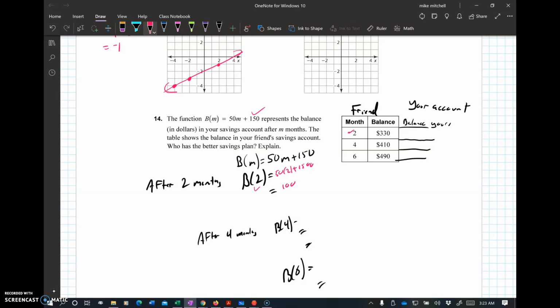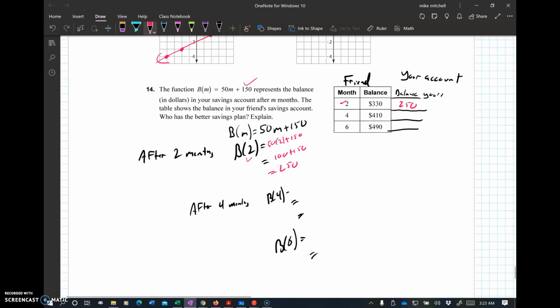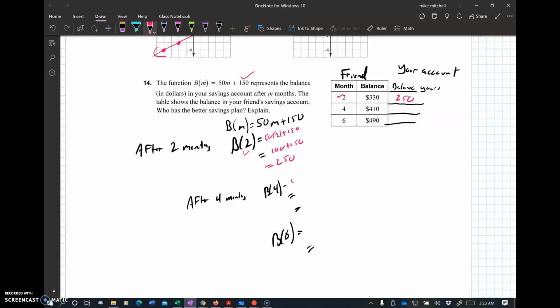That's 100. Whoops, I got an extra 0. That's 100 plus 150. That gives me 250. So I'd have 250 in there. And then I just do that for the next one. I got 50 times 4 this time, because we're B of 4, plus 150. And keep going through that, get it in there, and compare the money.